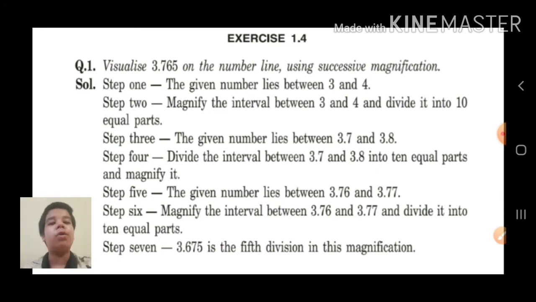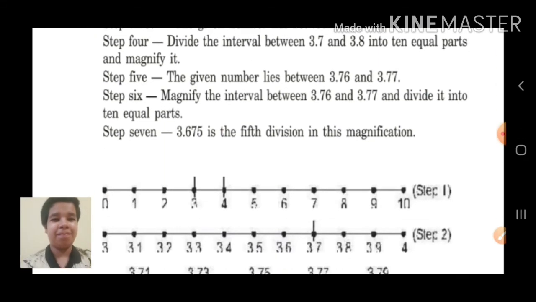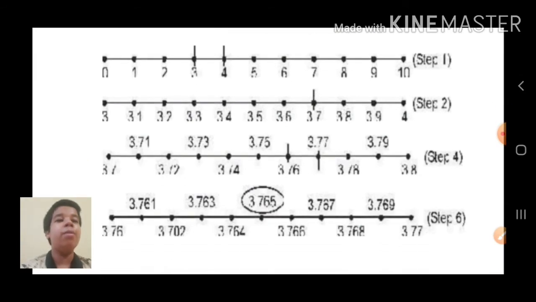Now let's see how to do it practically. Step 1 is take a number line from 1 to 10, then mark the numbers 3 and 4 because the number 3.765 is between 3 and 4. Now step 2 is divide the space between 3 and 4 into 10 equal pieces. Now we know that 3.765 comes between 3.7 and 3.8. So mark that too.